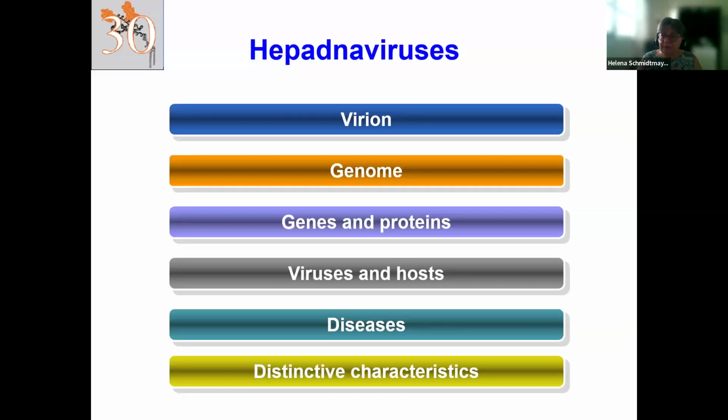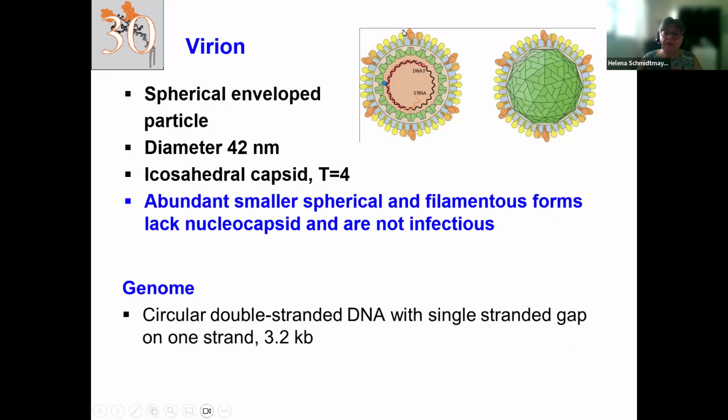The last family of viruses we will discuss are Hepadnaviruses. Hepadnaviruses are enveloped spherical particles with icosahedral capsid with T4 symmetry. Inside is a genome which is partially double-stranded DNA. Why partial? Because it has a gap on a single strand, which makes it partially double-stranded, partially single-stranded.